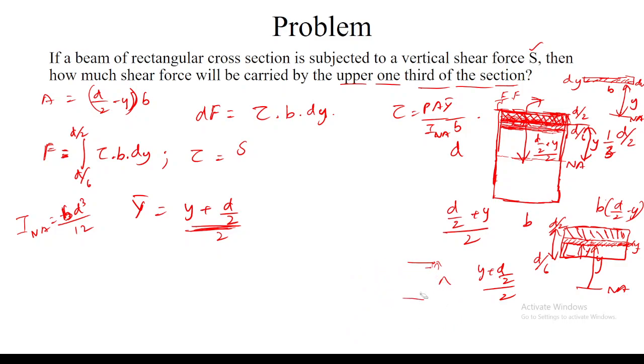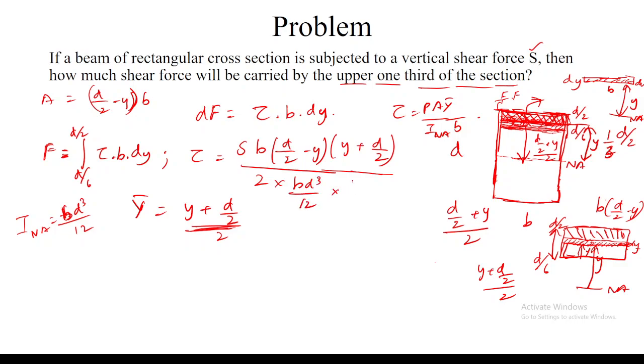So substitute all these values and find out the value of F. It will be S into the area, B into D by 2 minus Y, into Y plus D by 2 divided by 2. I am taking the denominator 2 into BD cube by 12 into B. You can substitute this into a simpler term. This will be 6, and B gets cancelled, so it will be S into D by 2 minus Y.